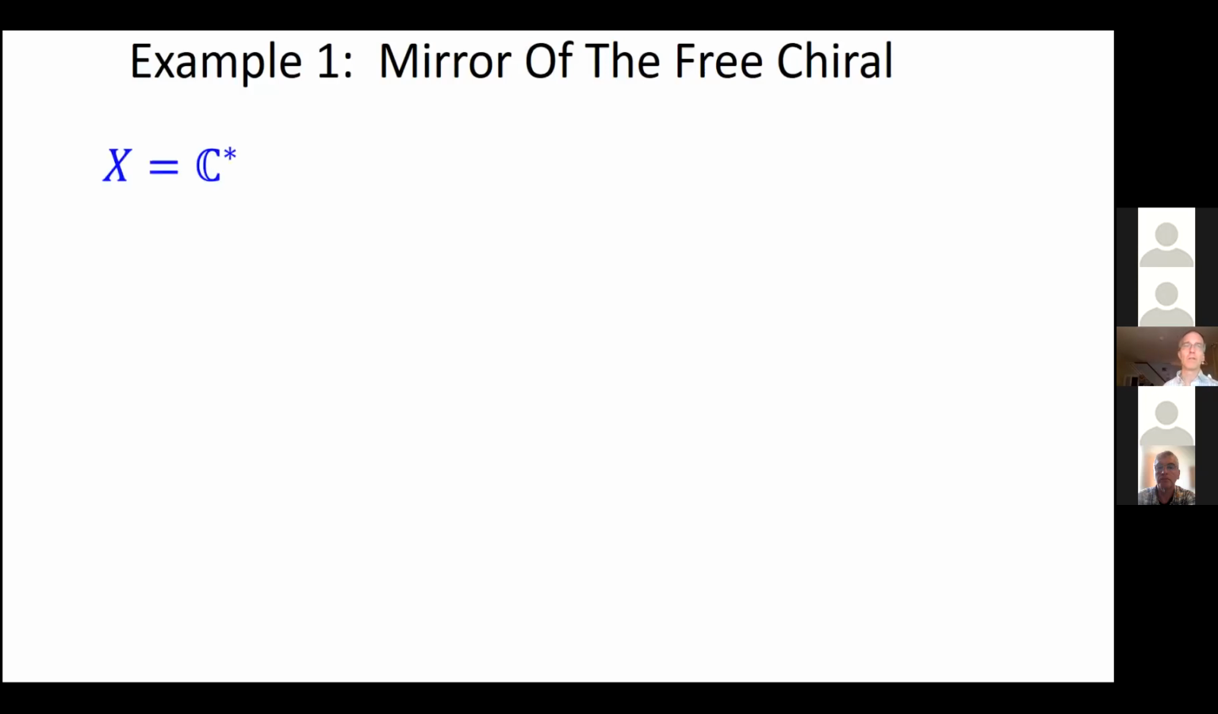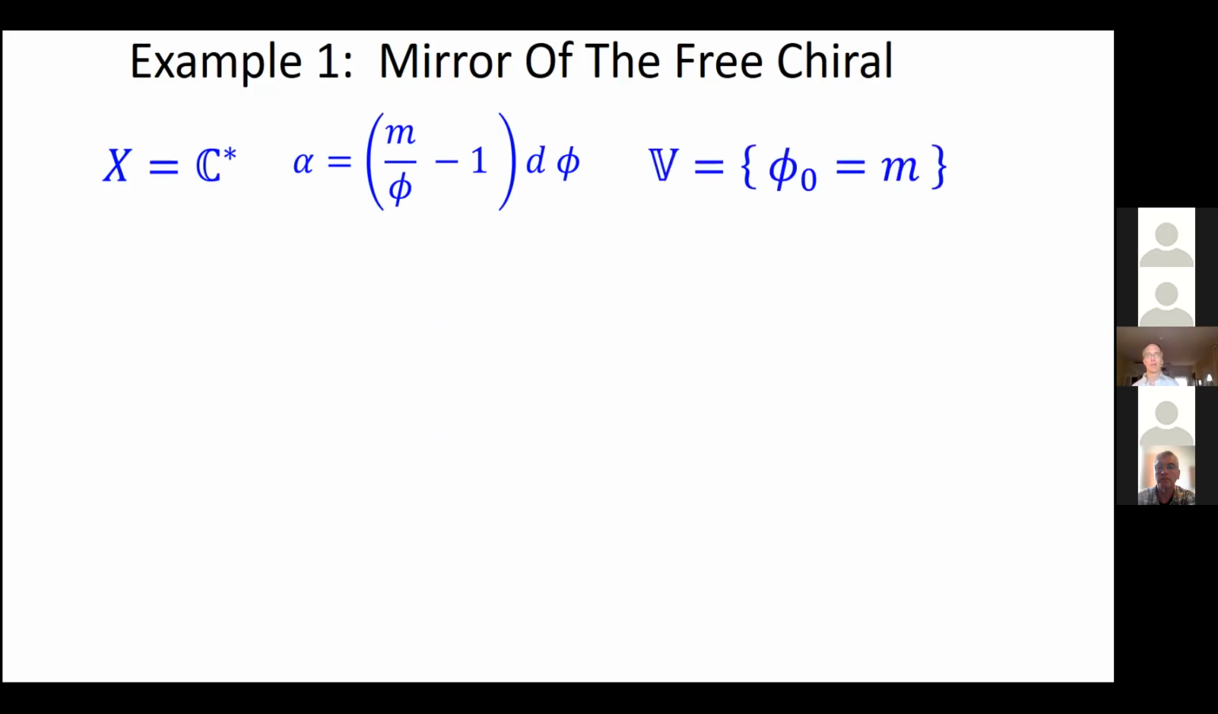So a simple example, just to fix ideas: supposing our Kähler manifold X is C star with the standard metric, then we can consider our one form, our 1-0 form, to be alpha equals m over phi minus 1. So the zeros of alpha, well, there's only one of them, so there's just one vacuum in this theory. Now, but still, it's obvious if the mass m is not 0, that m has the interpretation of a twisted mass, and if the mass m is not 0, then alpha is obviously not exact.